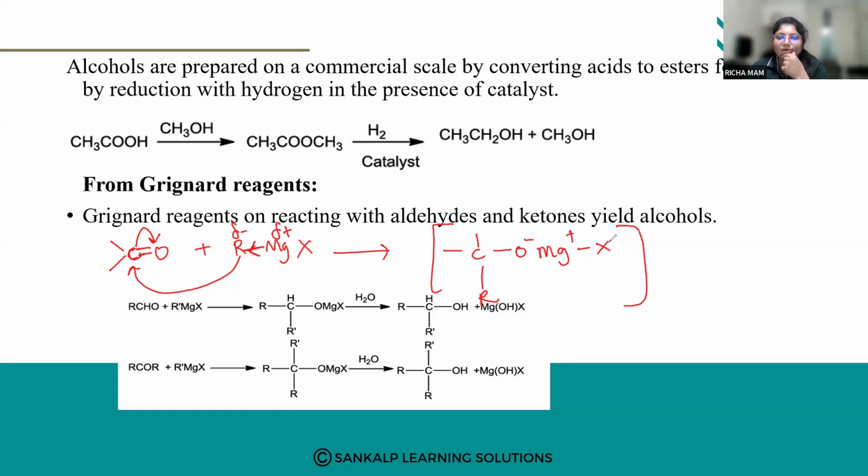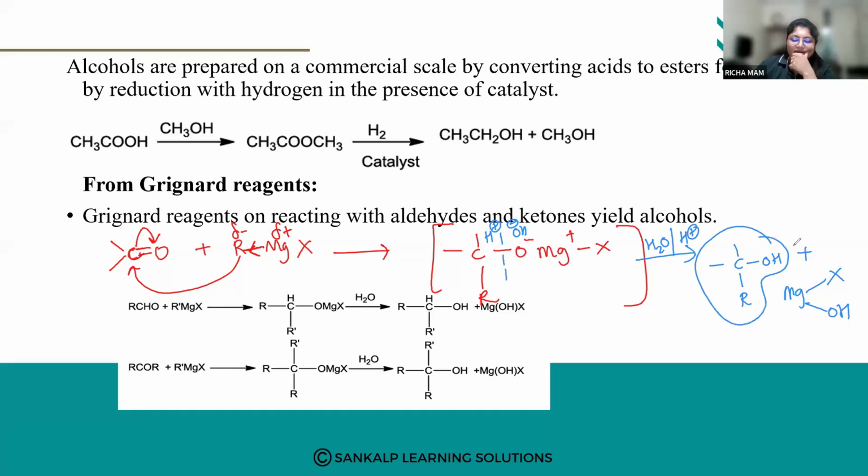Now what will happen? Further, we are going to add water. When we add water, hydrogen will be added here and the OH will be added at the other side. Further, when you do acid hydrolysis, we get the alcohol RCOH plus MgX and OH. So these are the products. When you react a Grignard reagent with aldehydes and ketones, you will obtain the respective alcohols.